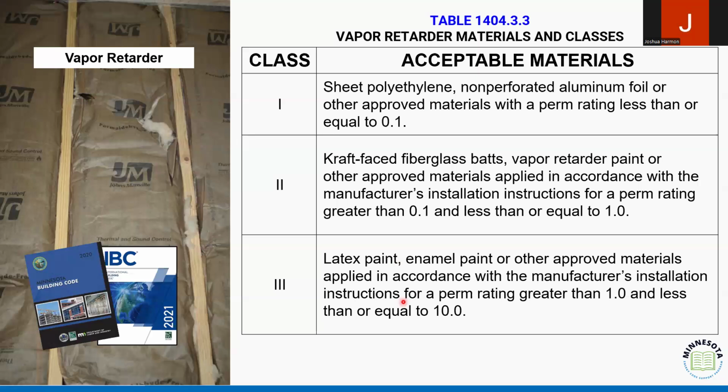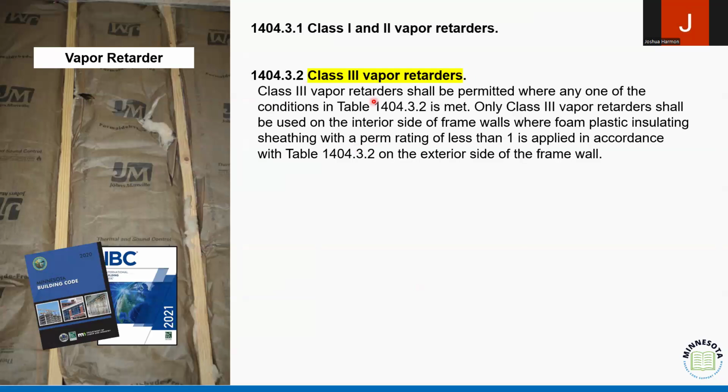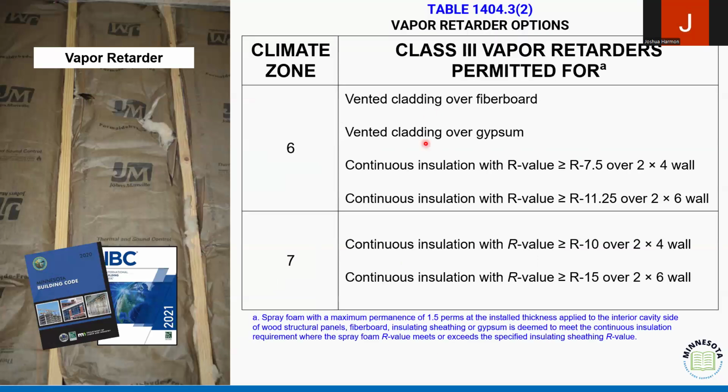So sometimes the code will allow the use of Class 3 vapor retarders, right? Latex paints and other materials, as we see identified in the code. Class 3 vapor retarders also come in a table, and in climate zones 6 and 7, that table includes certain types of vented cladding and continuous insulation, right? So there's the potential that in the design of a building, like a school, you've got your continuous insulation behind an exterior cladding, or incorporated behind a CMU wall to provide a level of vapor resistance before you get to the insulation, right?